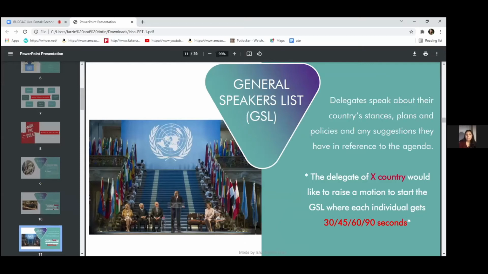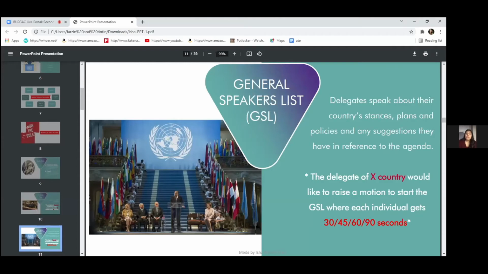Everything that you want to start in the committee session, you have to vote upon and raise a motion for. The general speakers list is default in every MUN and needs to be there. If there is no general speakers list, then the committee ends. Even if there's only one delegate at the end of the list, they need to be there, because if they are not, the committee session simply ends.